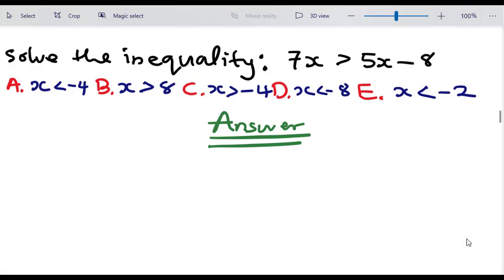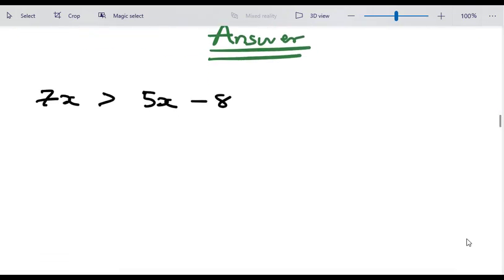The question says, solve the inequality. So bring the inequality down. We have 7x is greater than 5x minus 8. So pretend as if you are dealing with a linear equation.